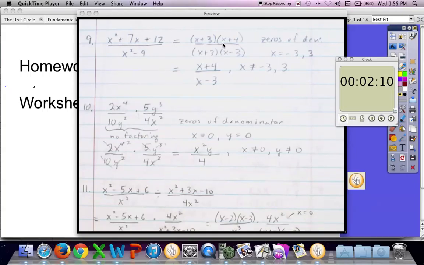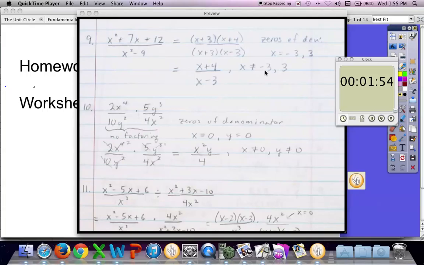Right? Then you cancel. Right? x plus 3 cancels x plus 3. All that's left is x plus 4 over x minus 3. The restrictions are x does not equal negative 3, x does not equal 3. That negative 3, that factor canceled.